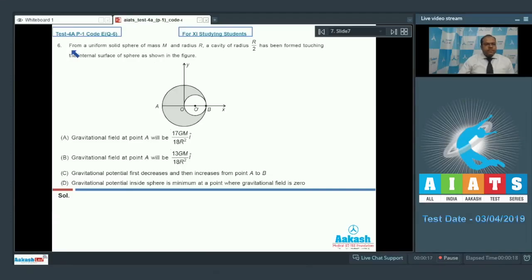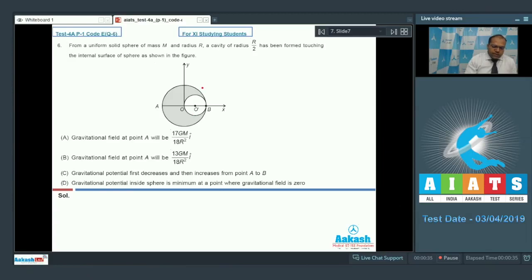In question number 6, from a uniform solid sphere of mass m and radius r, a cavity of radius r by 2 has been formed, touching the internal surface of the sphere as shown in the figure. Then we have to check the validity of given options. In option A, we have to find out the gravitational field at point A.